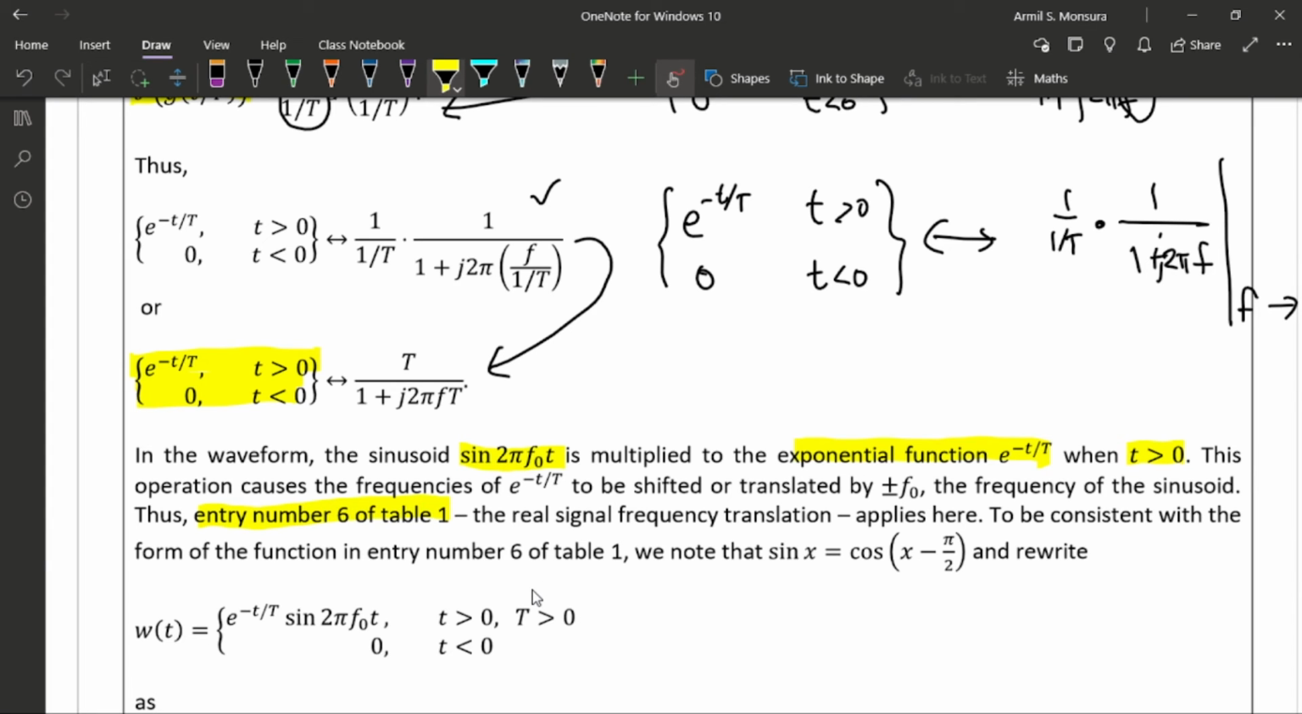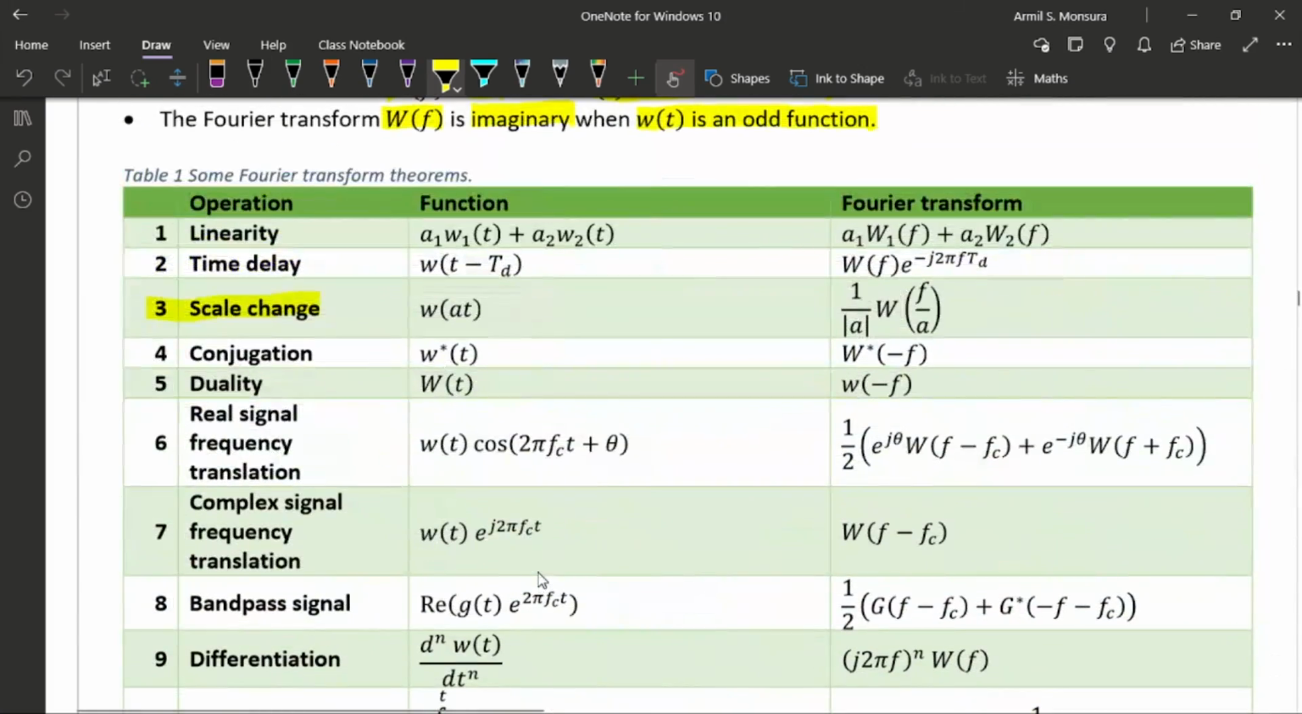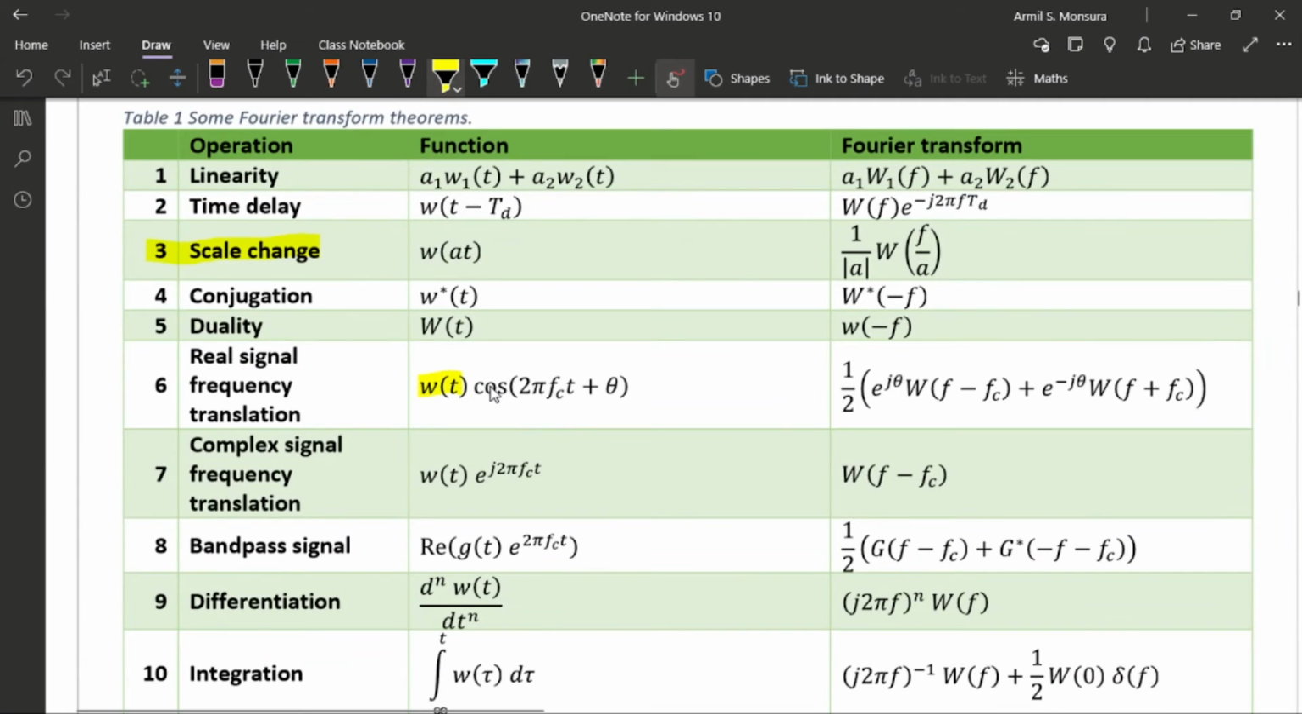That is, if you multiply a waveform by a sinusoid, that operation is called real signal frequency translation. That involves now having your spectrum shifted by frequencies plus or minus fc. So we will translate the frequencies of your spectrum.